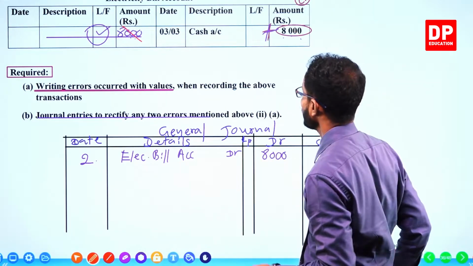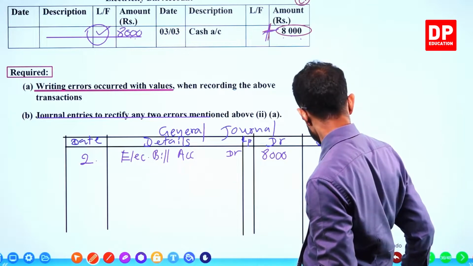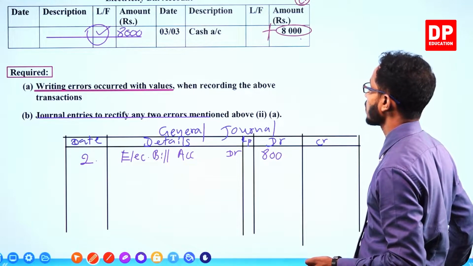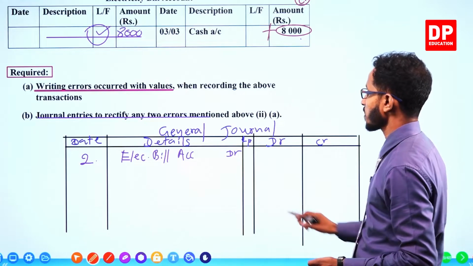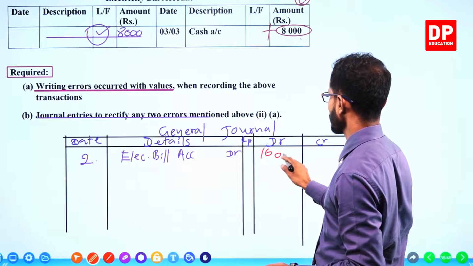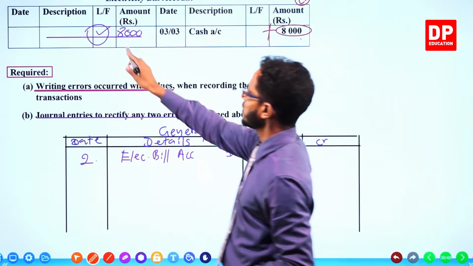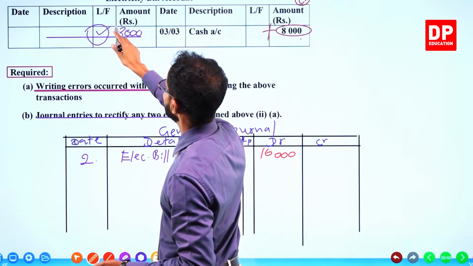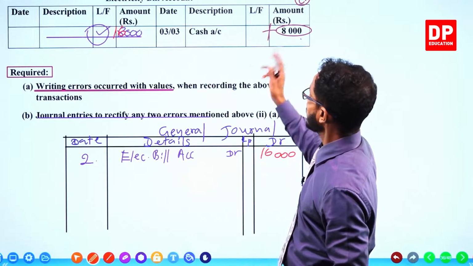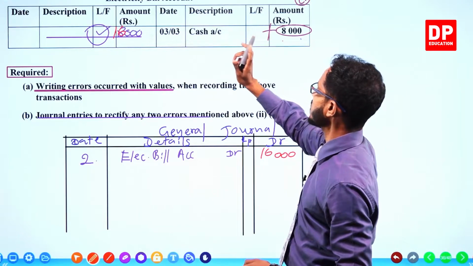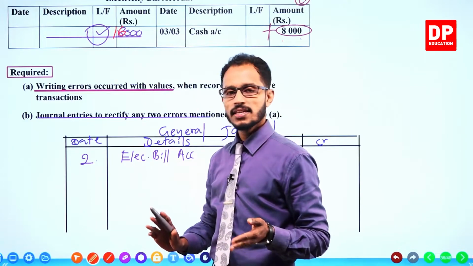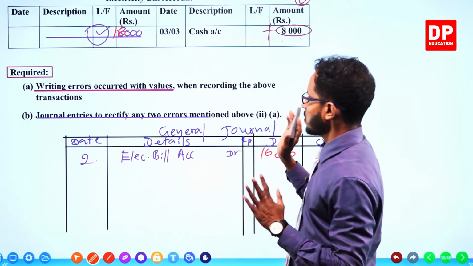So what you have to do is, you have to enter how much? You have to enter 16,000. Here you have to enter 16,000. Then 8,000 will get cut off against this 8,000, and the remainder is another 8,000. It will be on the debit side. So the debit entry is already done.